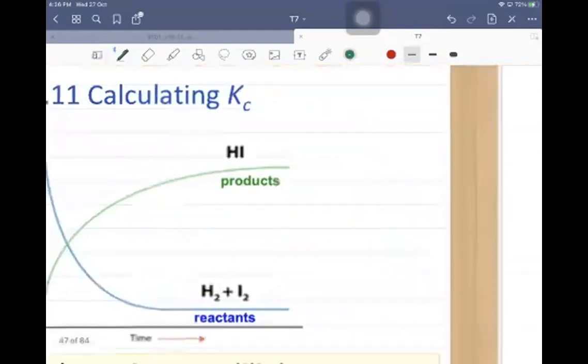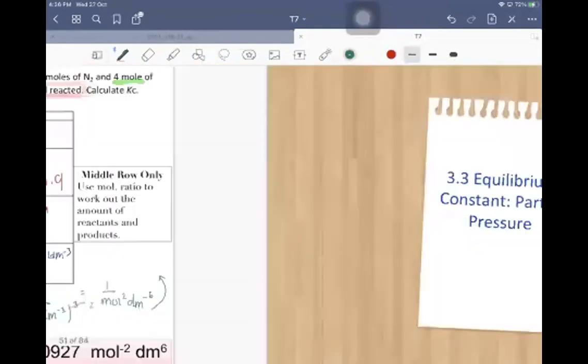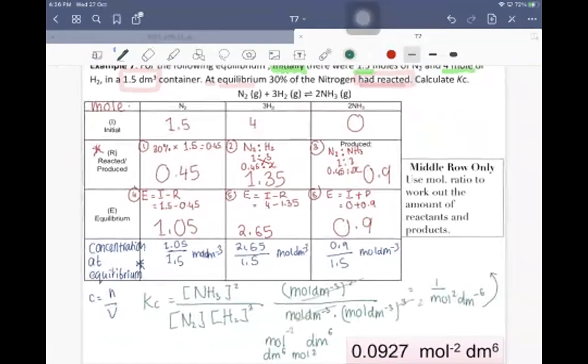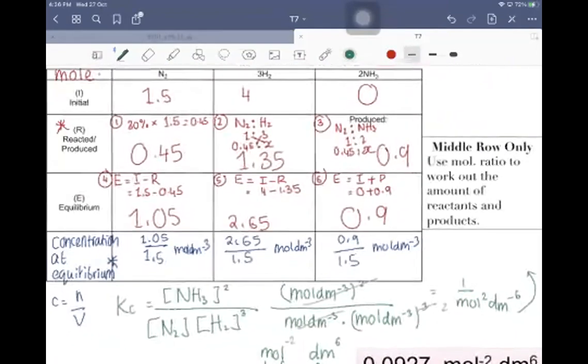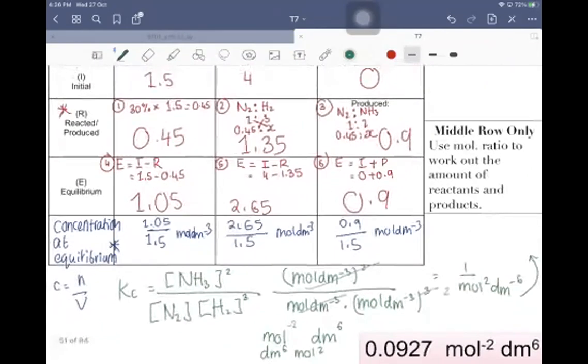Right, don't forget, let me just show you the last example. Don't forget to work out these questions, put in the numbers and see whether you can get the numerical answer or not, okay?